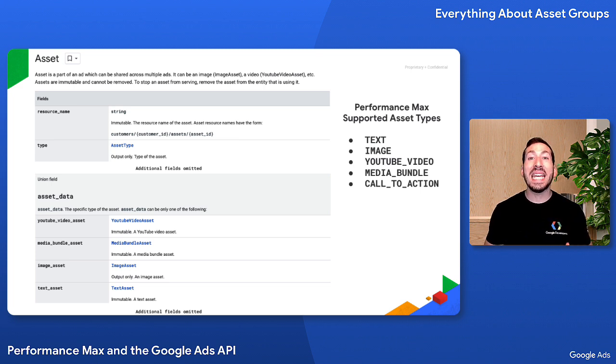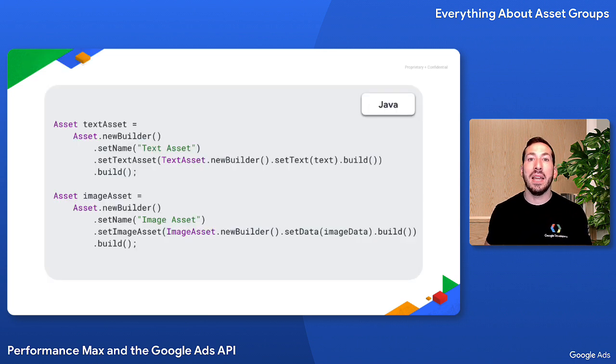You set the asset type by populating the asset data field, which is a one-of field. For example, here is how you would construct a text asset and image asset in the Google Ads API with the client library for Java. You may notice that this asset definition has no reference to the campaign it will be used in. That's because you don't associate assets with any ads or campaigns when you upload them.